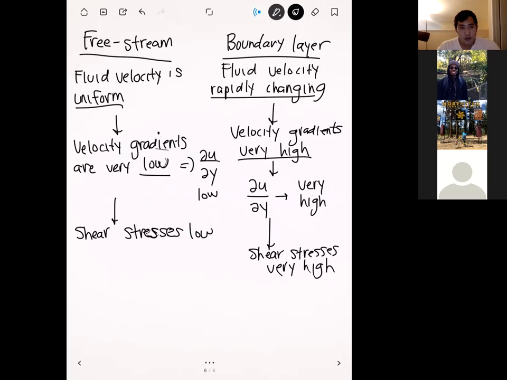And so when we talk about the differences between the free stream and the boundary layer regions, I want you to think about these two things. First of all, think about the velocity gradients, or how rapidly the velocity is changing or not, and then how that correlates to the shear stress.